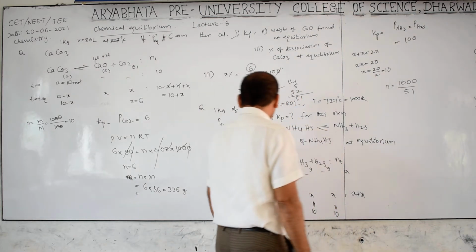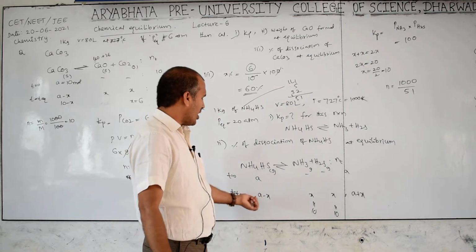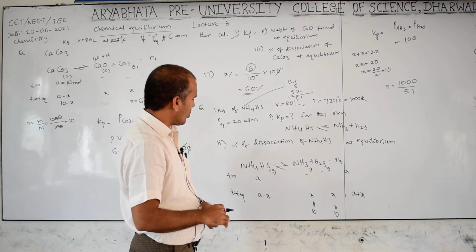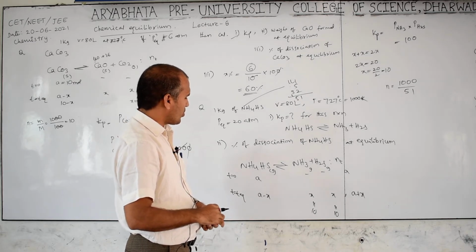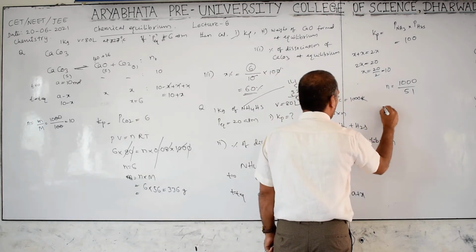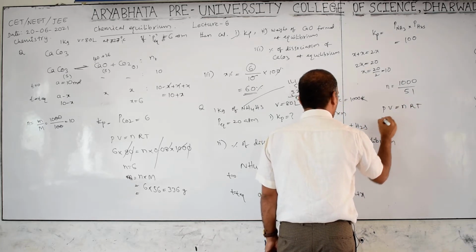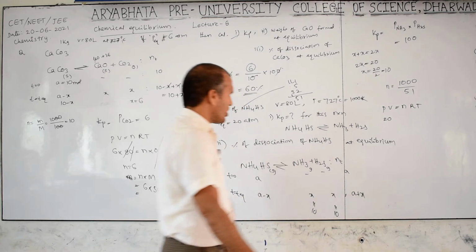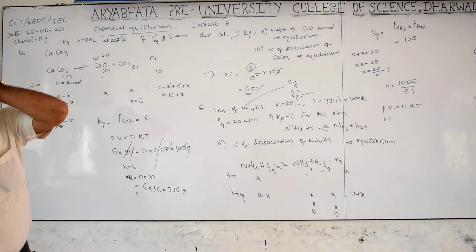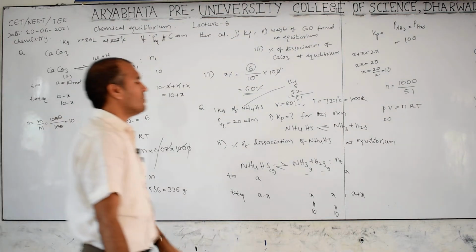Then here, A minus x is how much? 10. Then we have to calculate A minus the number of moles dissociated. This is pressure. If you want to calculate the number of moles, PV is equal to nRT. Pressure developed is how much? Pressure developed at equilibrium is how much? That is 20. Okay, so keep in mind.